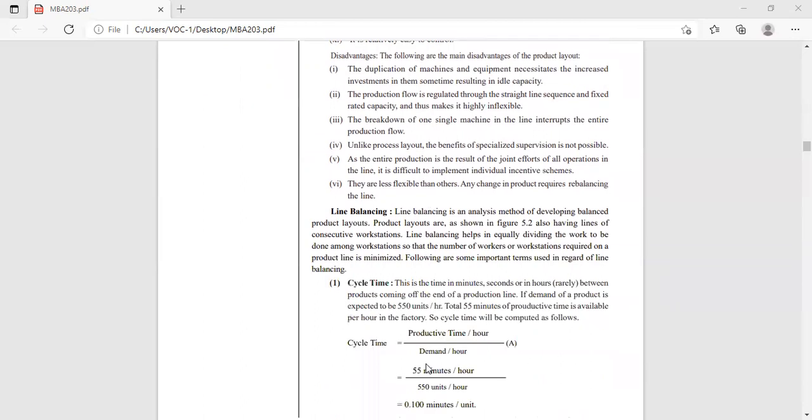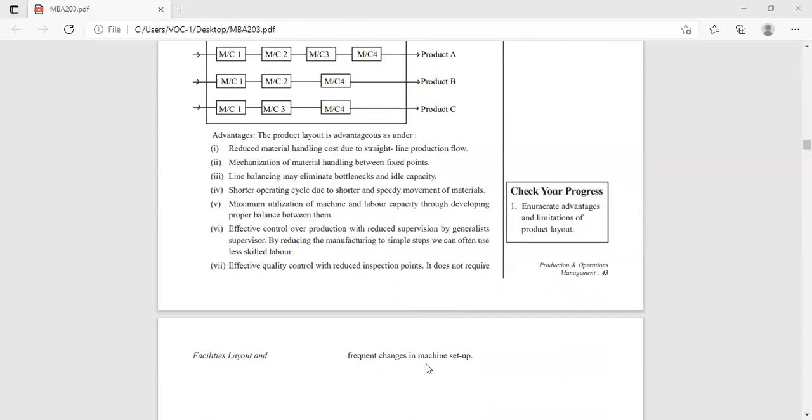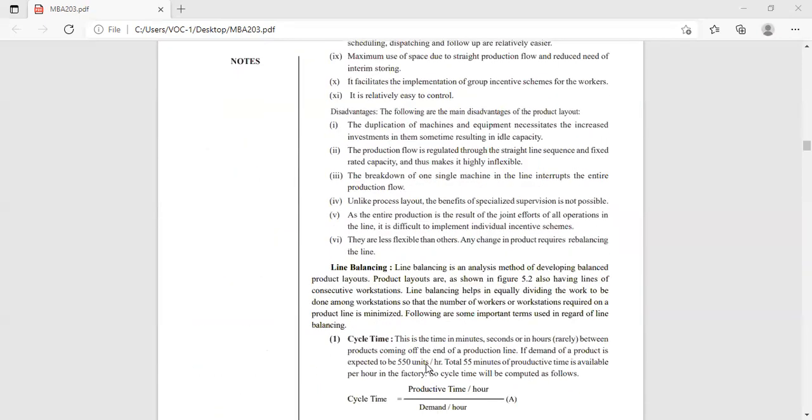Next, the line balancing concept is given. Line balancing is an analysis method of developing balanced product layouts. Product layouts are shown in figure 5.2. Having lines of consecutive workstations, line balancing helps in equally dividing the work to be done among workstations so that the number of workers or workstations required on the product line is minimized.